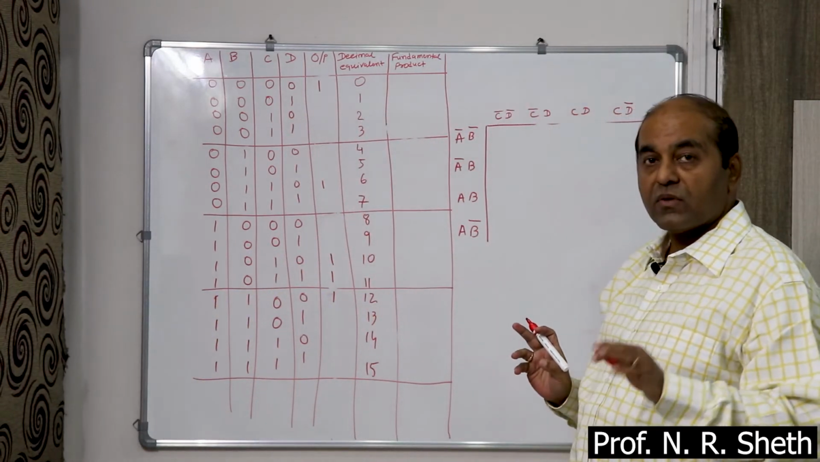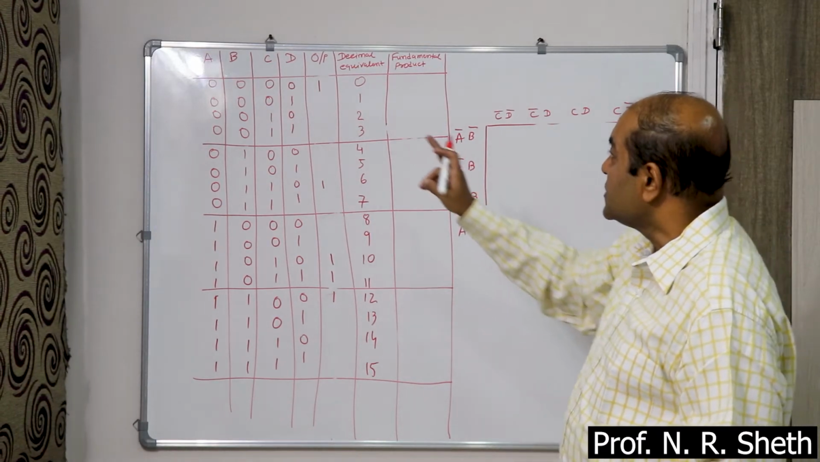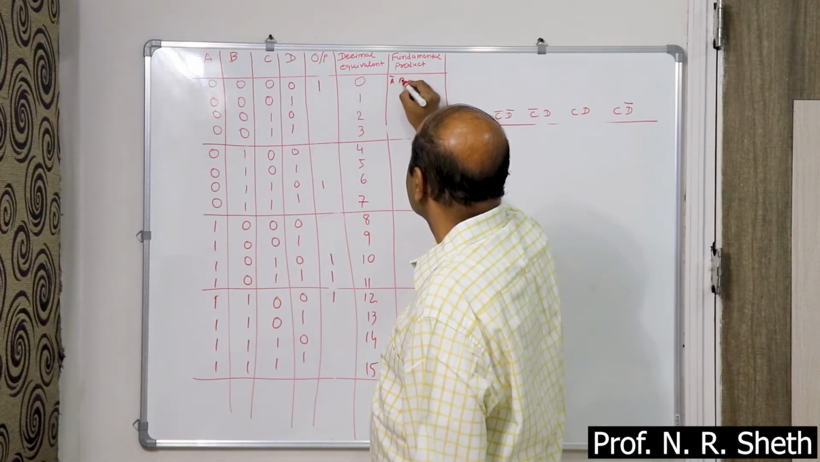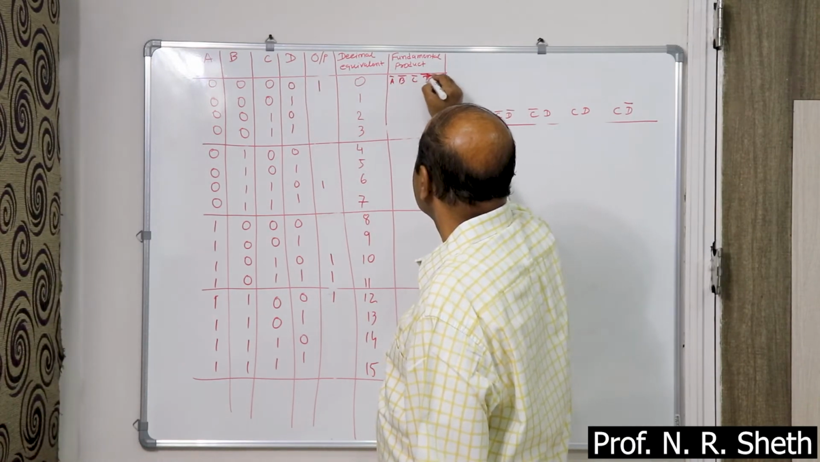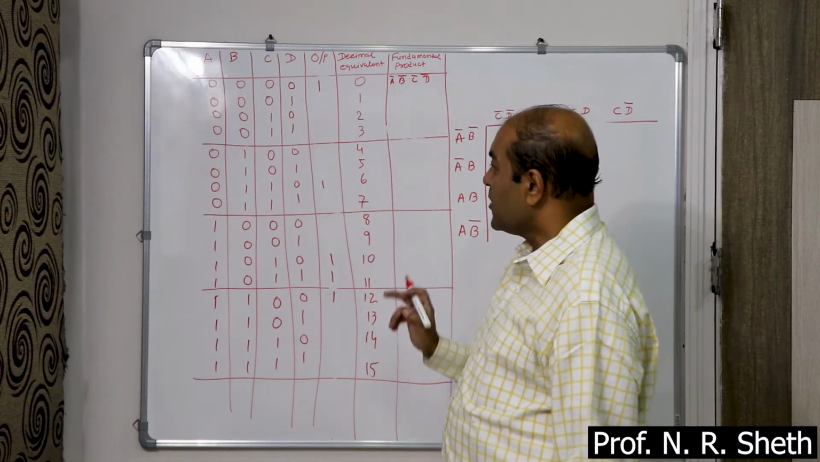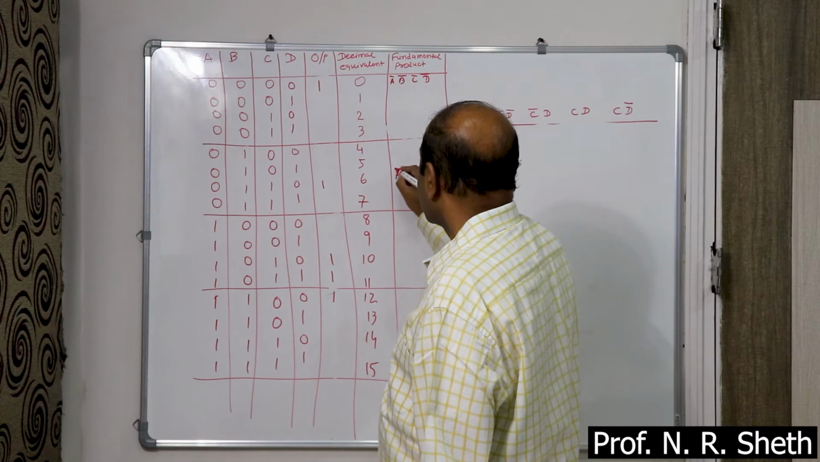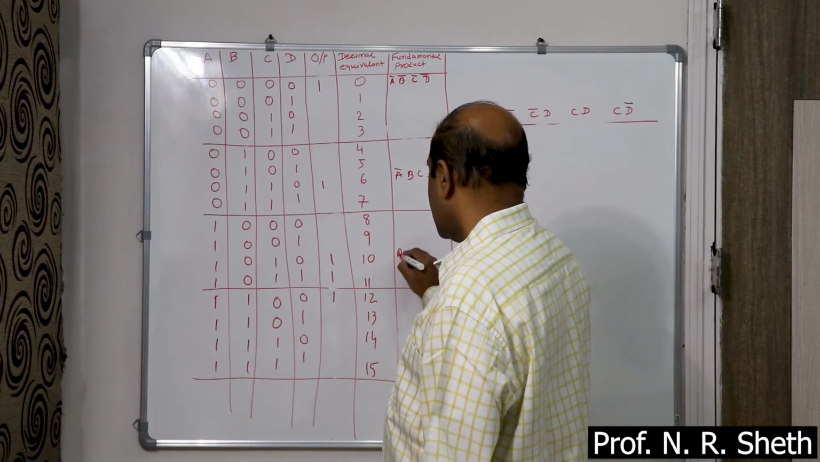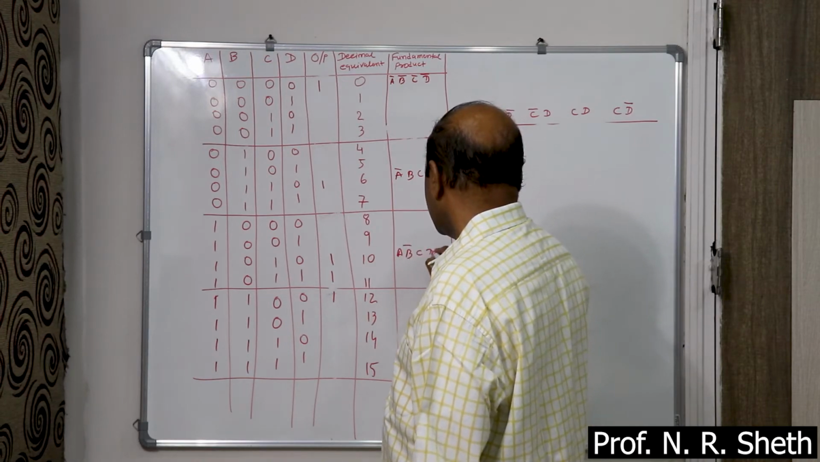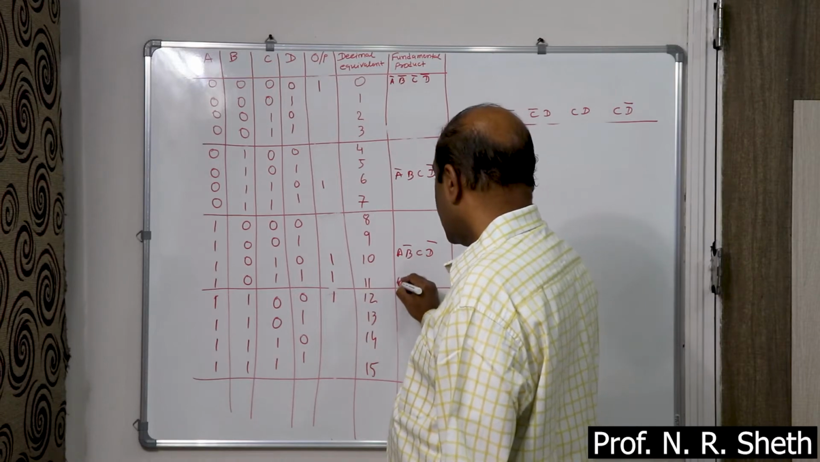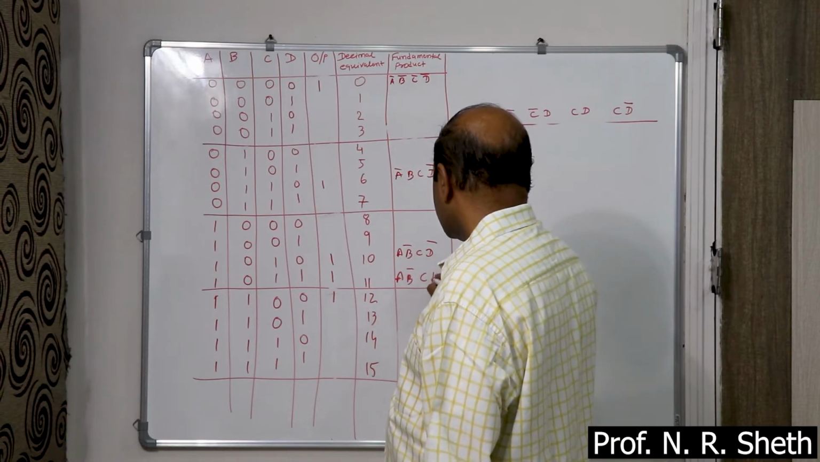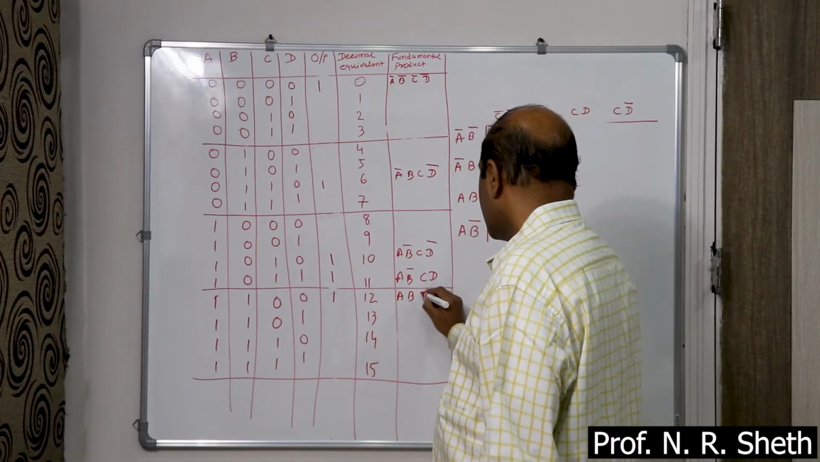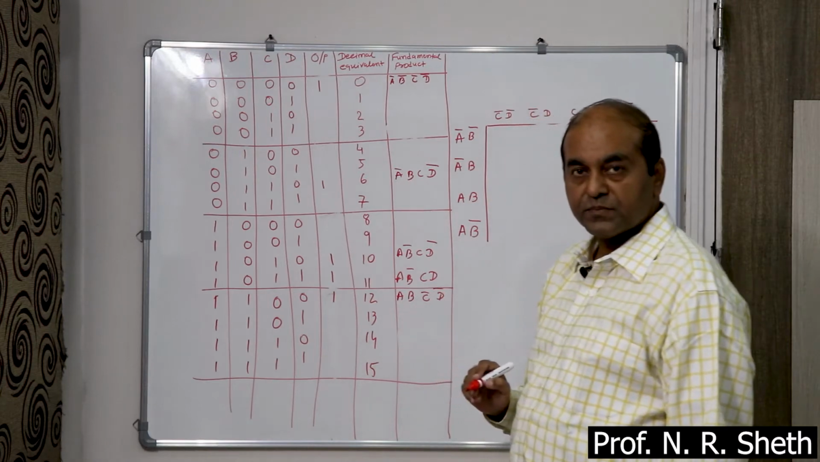Output is high for 5 cases. 0, 0, 0, 0. So what's the fundamental product? A bar, B bar, C bar, D bar. Number 6, A bar, B, C, D bar. Number 10, A, B bar, C, D bar. Number 11, A, B bar, C, D. And number 12, A, B, C bar, D bar.